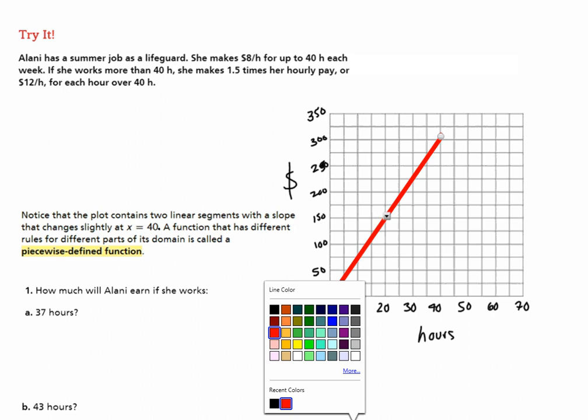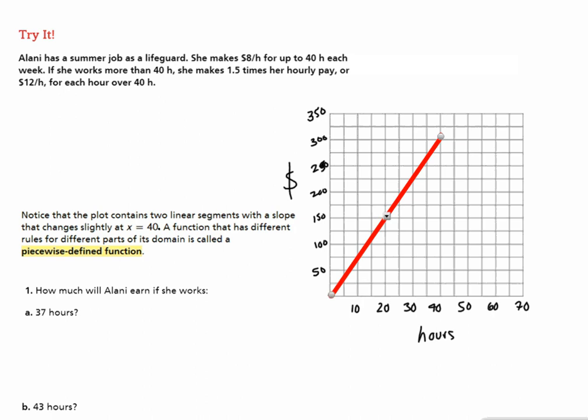So we're going to get a graph that looks like it goes up like this. Okay? Now you notice it changes, but it's the same graph. It says, notice the plot contains 2 linear segments with a slope that changes slightly at x equals 40. A function that has different rules for different parts of its domain is called a piecewise function.